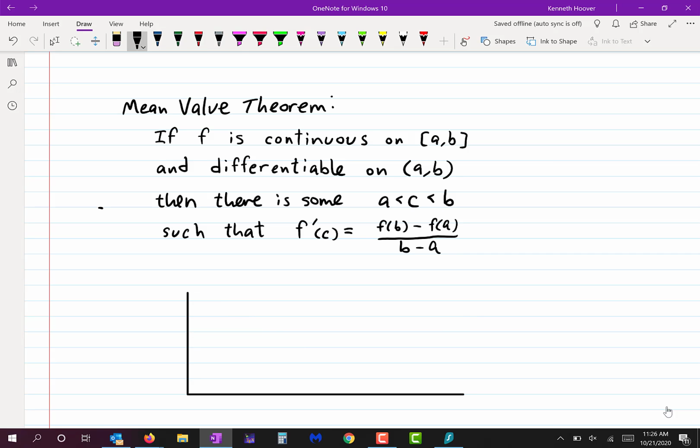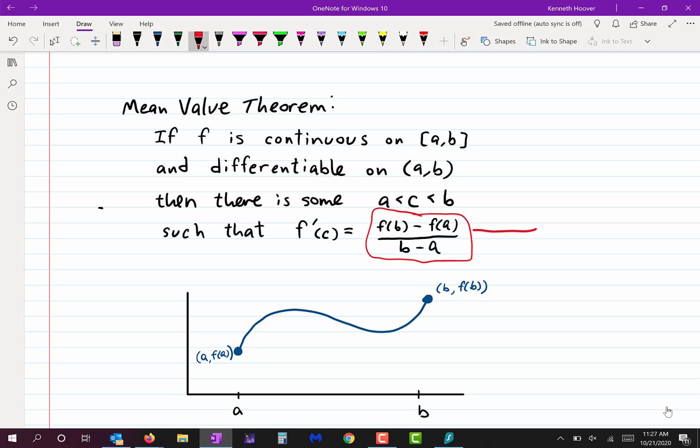This is what it's saying. Let's say we have here a, and we have here b, and let's just say that f does something like maybe this. Okay. Do you recognize what number this is? Think about that for a minute while I write this. That point is a, f of a, and this point is b, f of b.